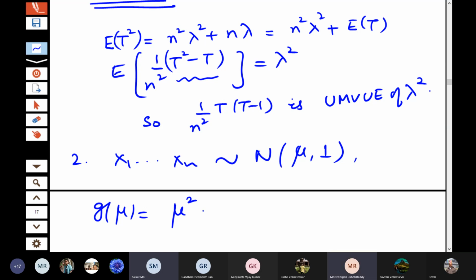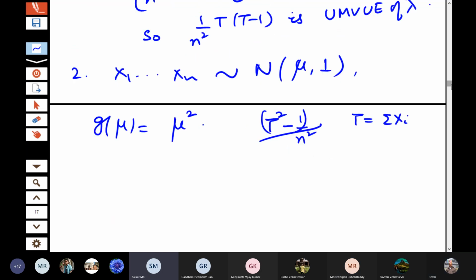T square minus 1 by n square. What did you say? Just repeat it. T square minus 1 by n square. What is t? Sigma xi. So what did you say? T square minus 1 by n square, like this? Whole divide. Okay, like this. Okay, so let us look at it.